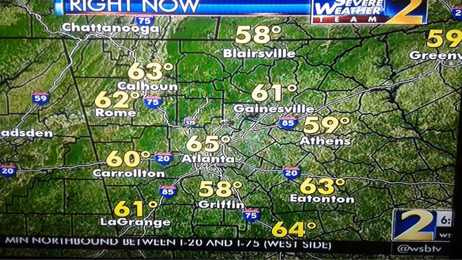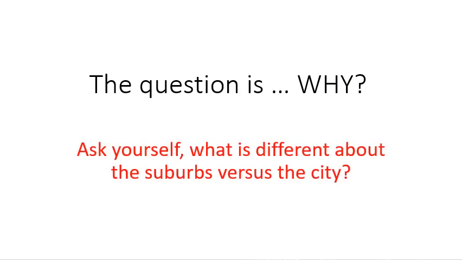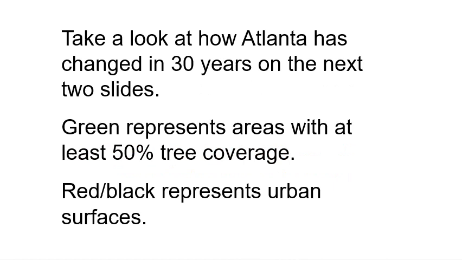You can see this on any kind of daily weather report. You notice here's Atlanta, 65 degrees in Atlanta. And look at all of these other temperatures around Atlanta. Every last one of them is cooler than being in the city because of that urban heat island effect. Question is why? What's different about the suburbs versus the cities?